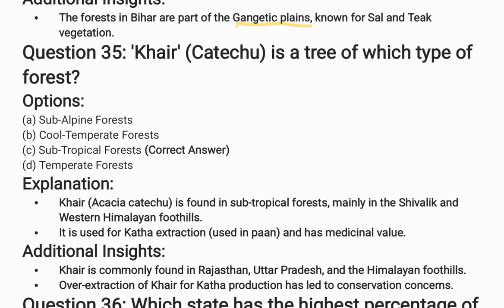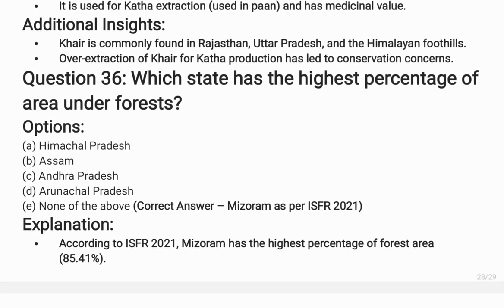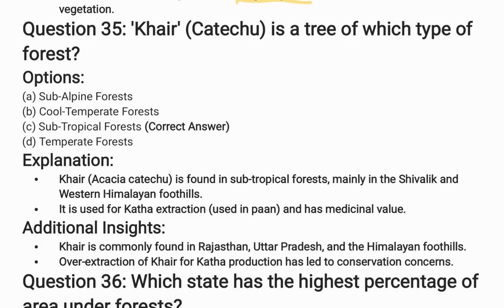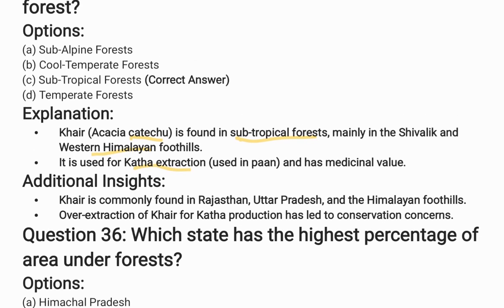Khair Katechu is a part of which forest? Subtropical forest. Khair, Acacia catechu, is found in subtropical forest, mainly in the Shivalik and western Himalayan foothills. It is used for katha extraction, used in pan.